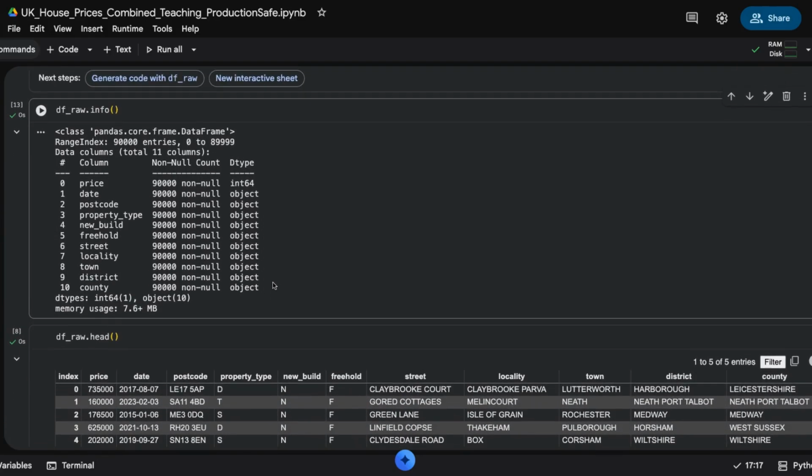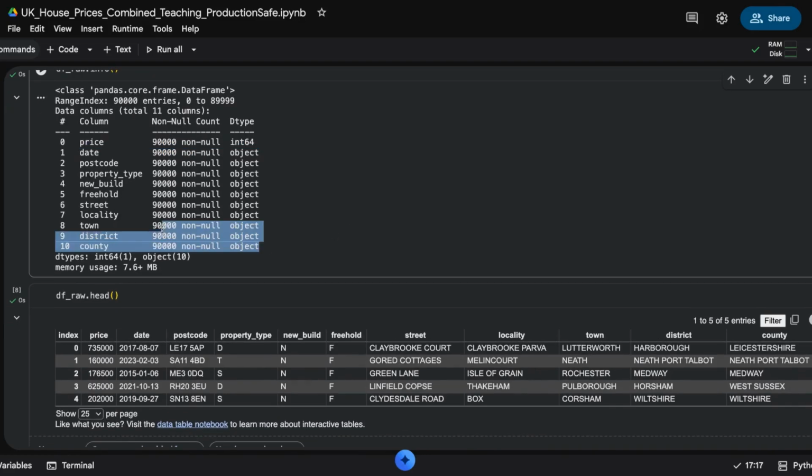Now let's inspect the data types. This step is critical because the type of a variable determines how we analyze and encode it. As you see, price is stored as an integer. All other columns are currently stored as object types. Object type typically indicates text or categorical data. We will discuss categorical data type shortly.